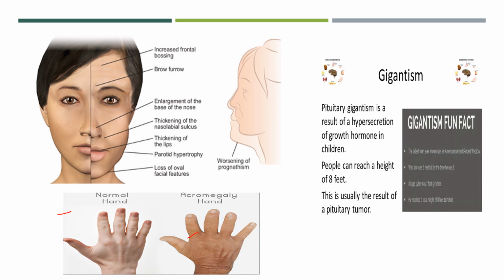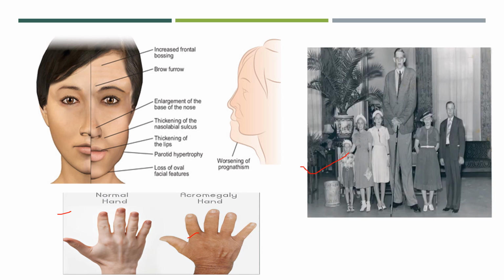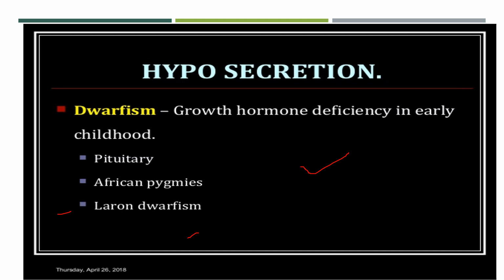Another condition of excess secretion of growth hormone is gigantism, which happens in children before epiphyseal closure. That is why the person can reach a height of 8 feet, and this usually results from a pituitary tumor. Otherwise, almost all features of gigantism are similar to acromegaly except the acromegaly facies. This is a picture of gigantism.